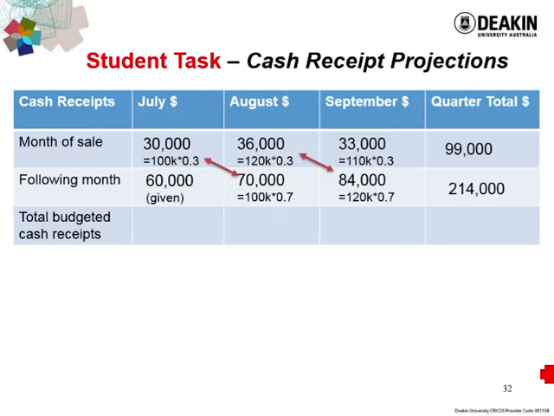We then sum the total budgeted cash receipts, 90K for July, 106K for August, and 117K for September. And the total for the quarter is 313K. So that is the schedule of cash receipt.